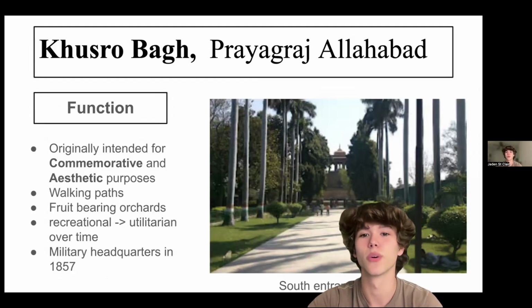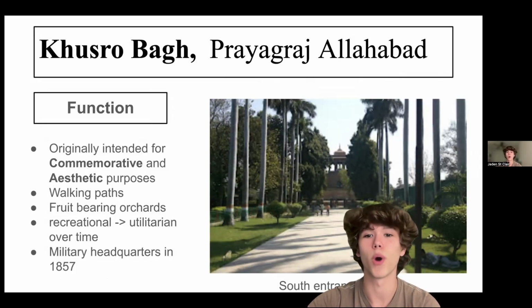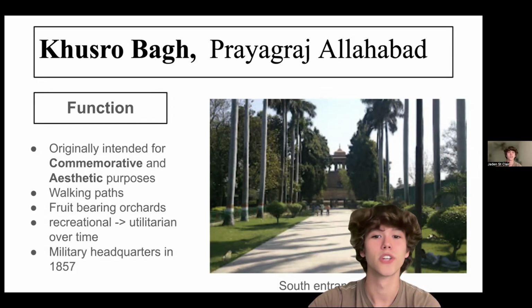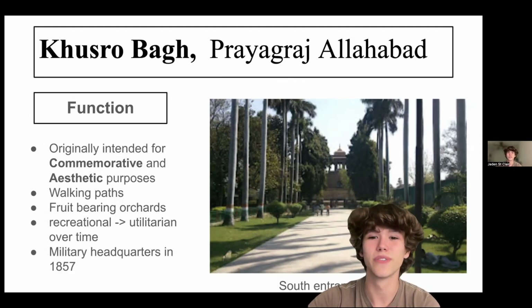Functionally, it does several things at once. Its main role is commemorative. The geometry of the garden frames the tombs and sets up formal views towards them. At the same time, the orchards of mango, guava, and orange trees add a productive layer, and the wide paths and lawns work as comfortable circulation and social spaces. So, it combines symbolic, aesthetic, and utilitarian roles all in one layout, and even in 1857, it served as a military base.